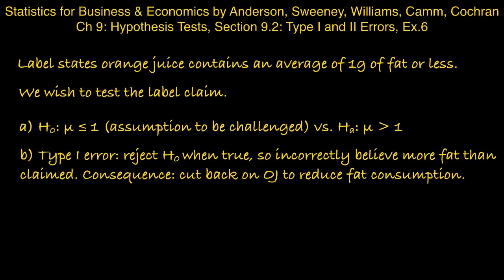Part C. What is the type 2 error in this situation, and what are the consequences of making this error? So type 2 error is failing to reject the null hypothesis when it's false. In this case, that would be incorrectly believing that the label is accurate.